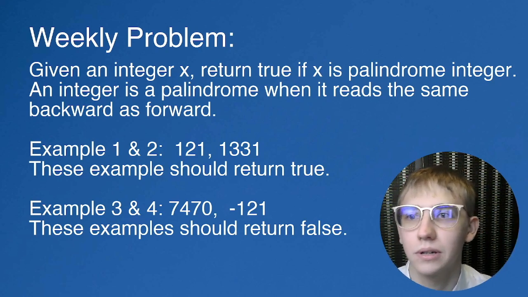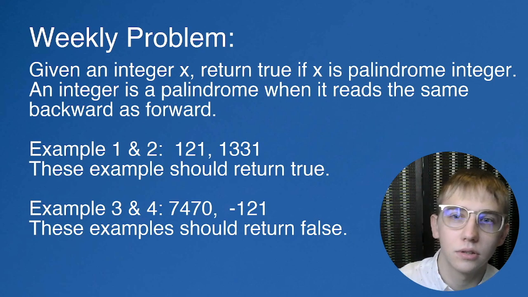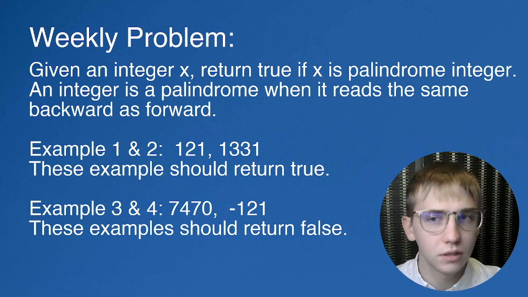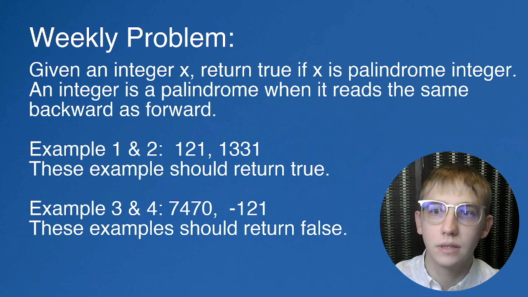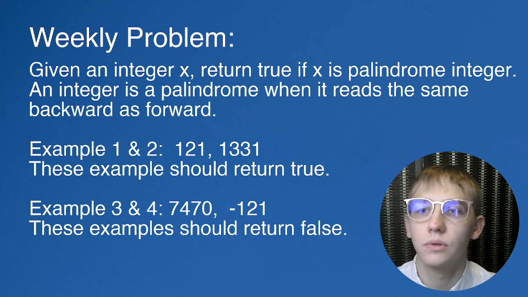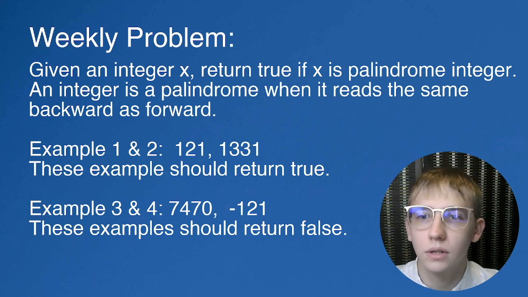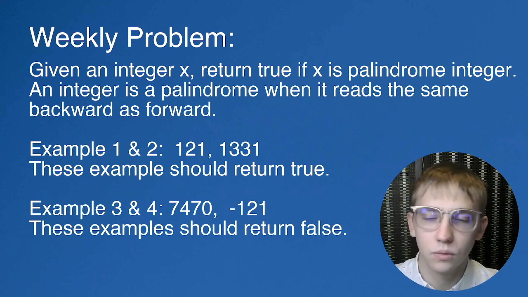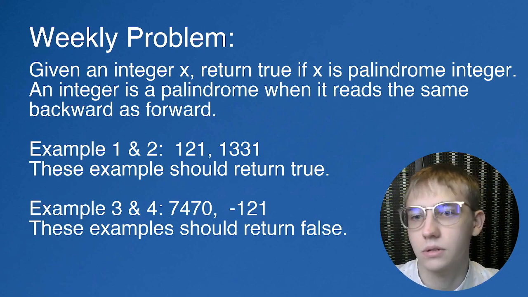Let's get into this week's problem. Given an integer x, return true if x is a palindrome integer. An integer is a palindrome when it reads the same backwards as forwards. For example, we have example 1 and 2 right here, 121 and 1331. These should return true because 121 is the same forward as backwards, and 1331 is also the same forwards as backwards.